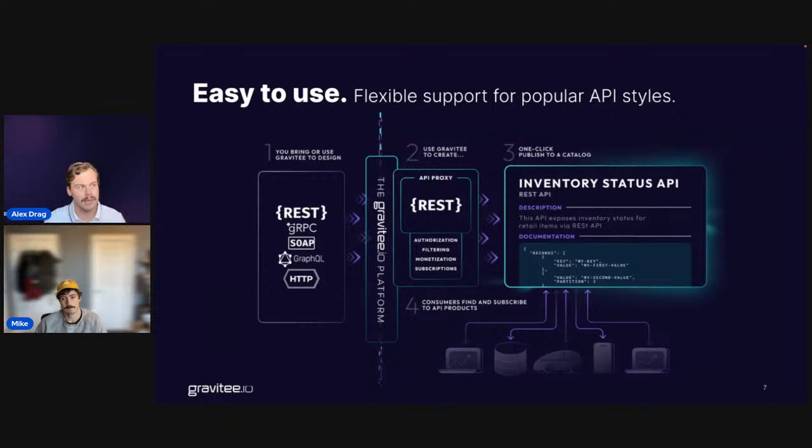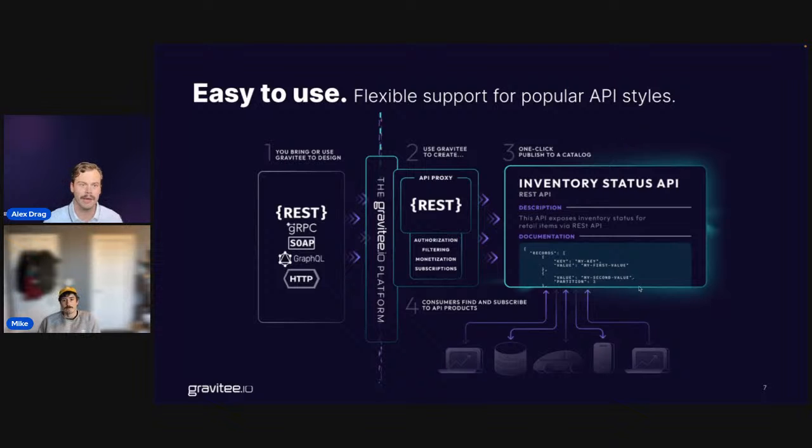What does that look like in the real world? I point to 4 simple steps. So on the traditional REST and SOAP side, you bring those backend APIs, you put the Gravitee platform right on top or right in front. You use Gravitee to create that API proxy, right? So maybe you're exposing REST as HTTP or REST. You build in that gateway logic, authorization, filtering, maybe some monetization stuff, build some subscription options. Once again, we'll show you this in product soon. And it's that one-click publish to a catalog.